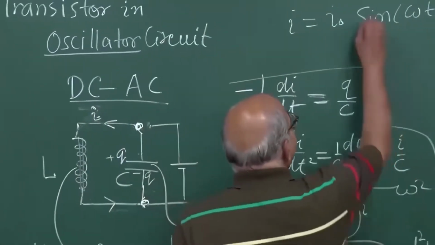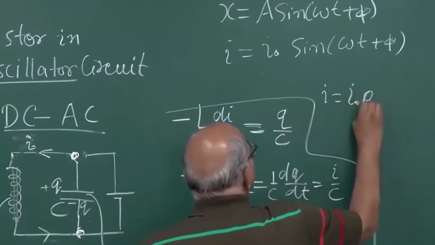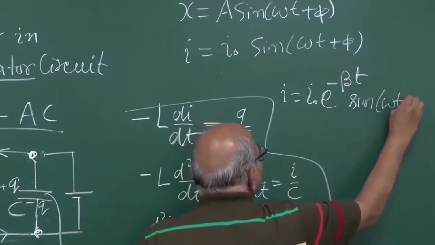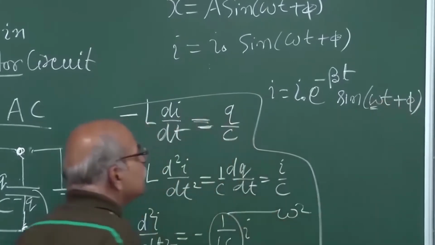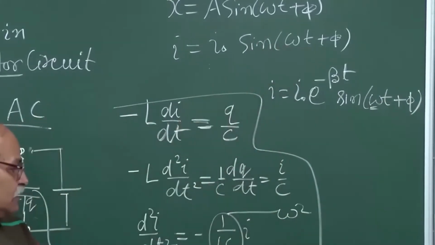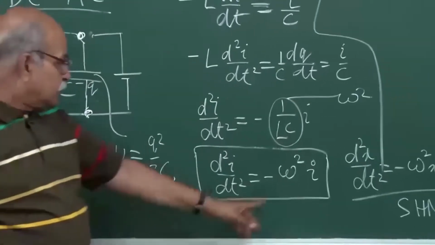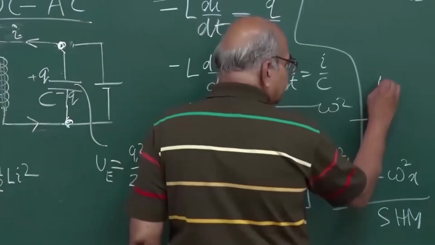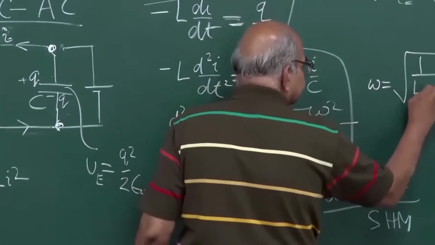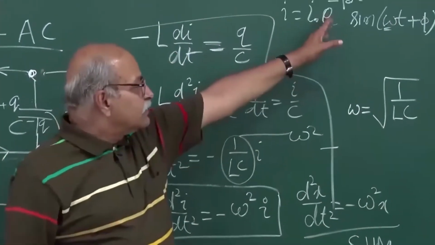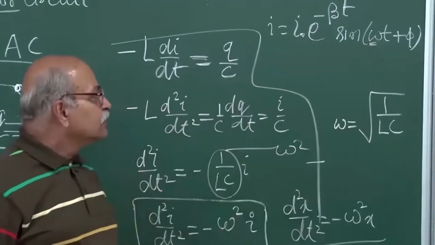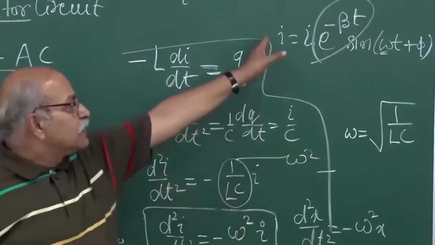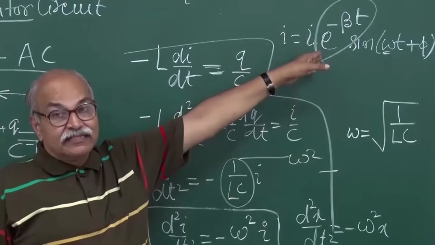So if you have resistance, then the current is going to be some e to the power minus beta t, and then sine of omega t plus phi. This omega is slightly different from the omega which is here. What is omega? Omega square we have written for this, so omega is square root of 1 by LC. If you have resistance, it could be slightly different from this, but nevertheless the important point is here: the amplitude will decay as a function of time.